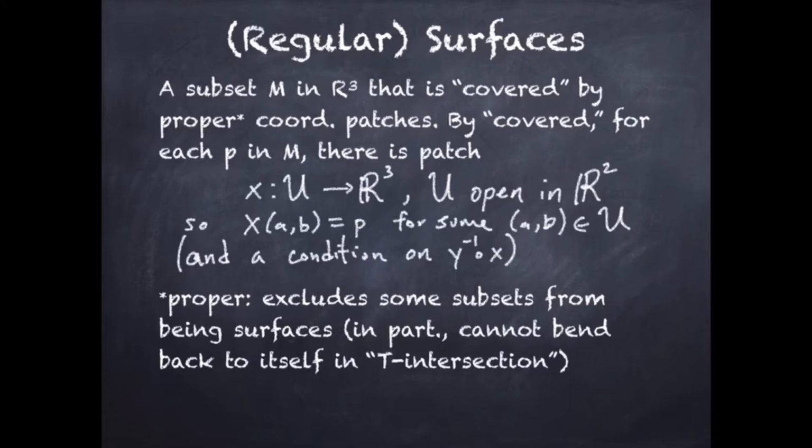There are some technical details involved there that let's not get into entirely, but importantly, this excludes certain subsets from being a surface. In particular, you can't have a surface that bends back to itself and has a T-like intersection of that surface bending back around towards a different part, getting near it, unless it's coming in a way where the tangent planes are going to line up.